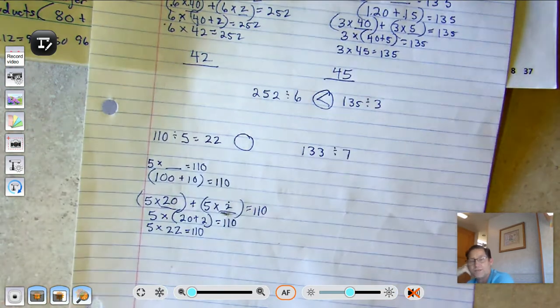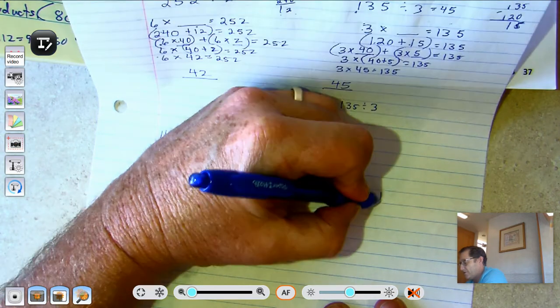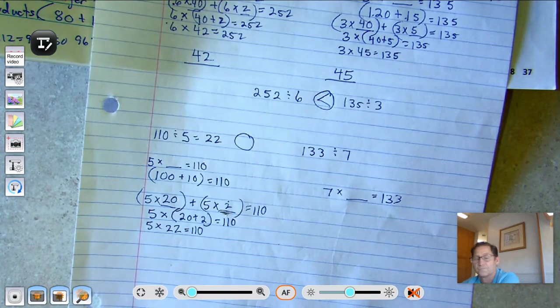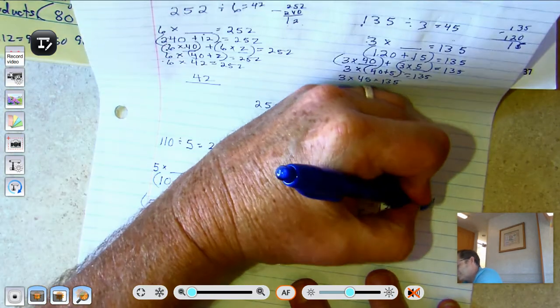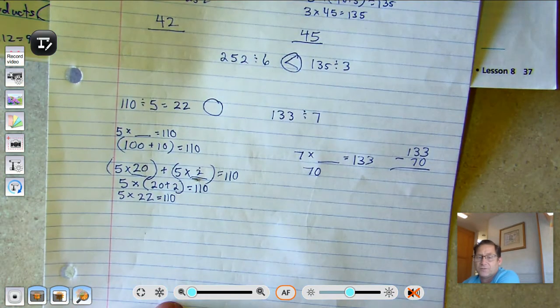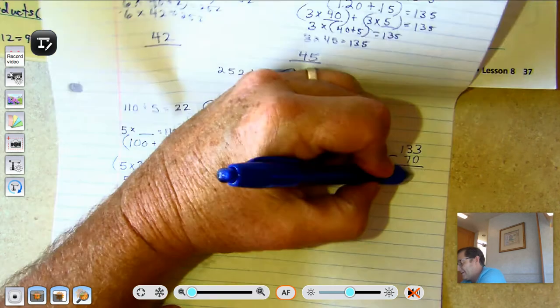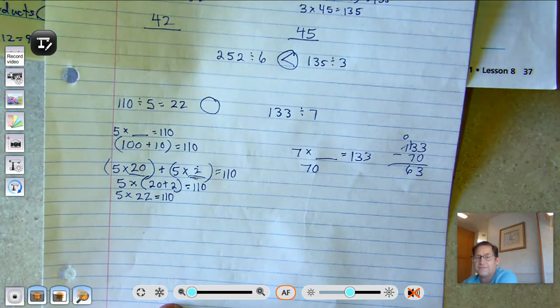All right, let's solve 133 divided by 7. So that would be 7 times something is 133. Well, let's see. 7 times 10 is 70. 7 times 20 is 140. So I can't break it into 40. So let's go 70. So 10 times 7 is 70, right? So I'm going to take away 70 from the 133, and that leaves me 63.